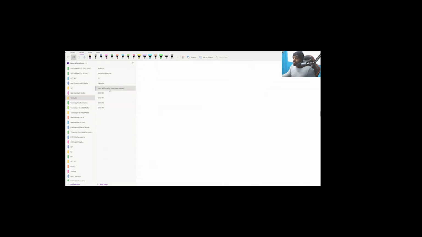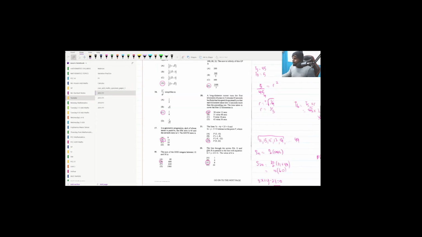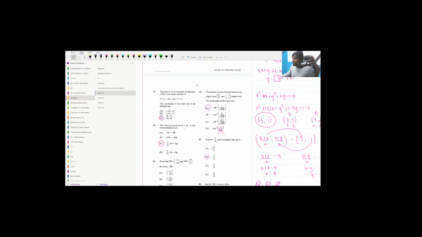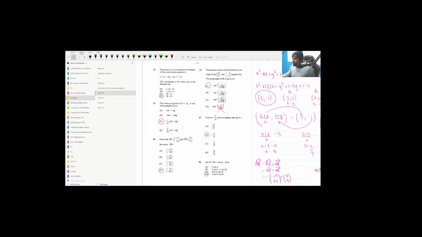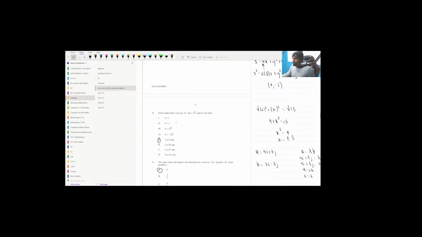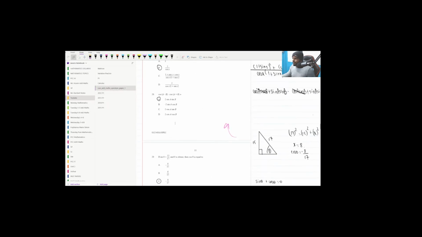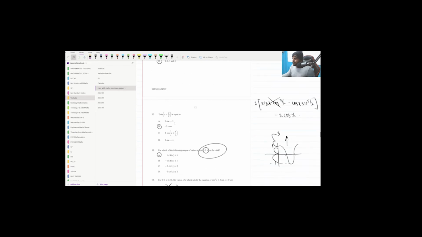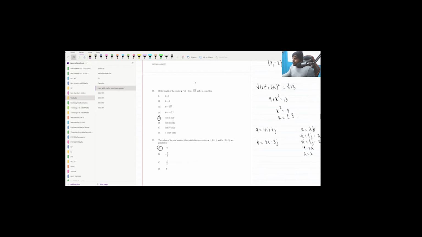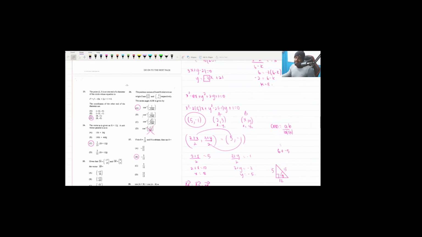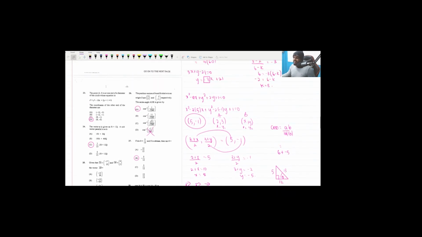The points of intersection of the circle. I think this is our next repeat question as well. This page, page number 29. Right, so it wasn't a repeat. Alright, cool. So we finally come across a question that is not a repeat.